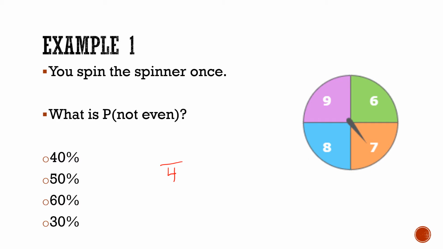Okay, so in other words, if it's not even, then it's your odd numbers. So 9 is odd and 7 is odd. So there's a 2 out of 4 chance that it would land on a not even number. So 2 out of 4, the same as a half, which in this case is the same as 50%, if you change that fraction to a percent, which we had to do for these answer choices.